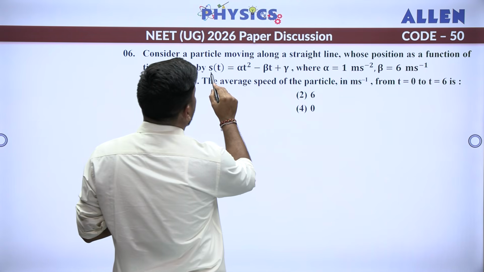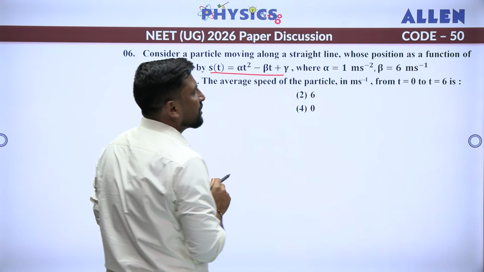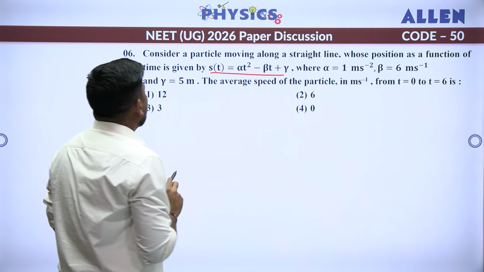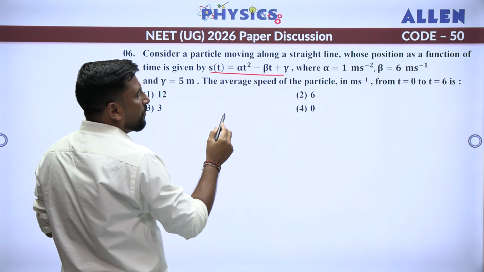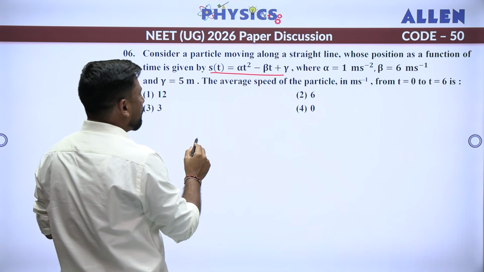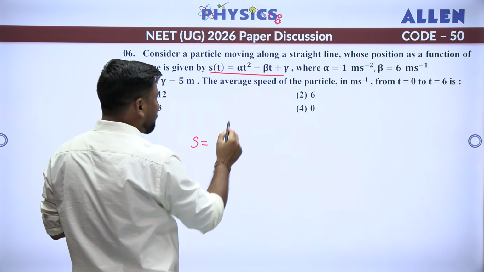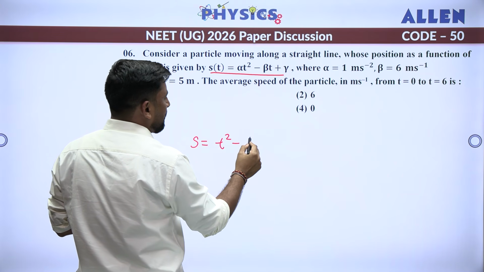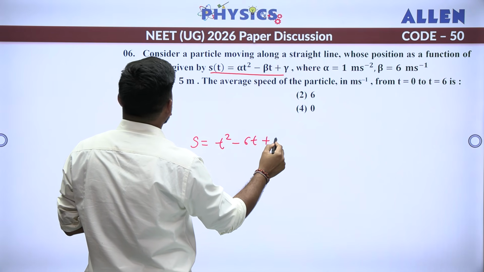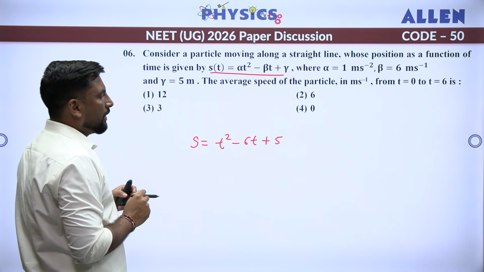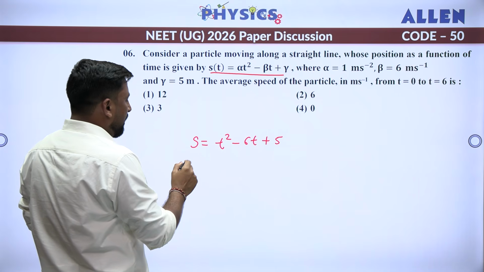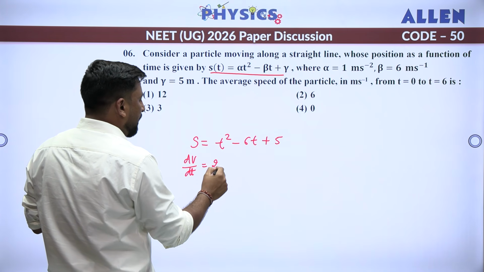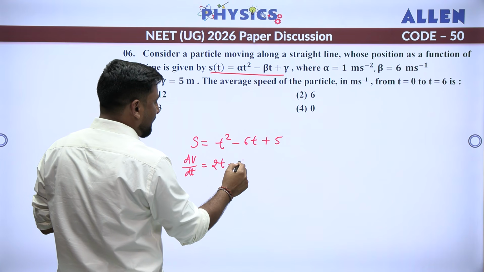They have given the displacement of a particle which is moving in a straight path, and they have given the values of alpha, beta and gamma. So let's write it in terms along with the constants here. So we can say s is equal to how much? t square, as alpha is 1, minus 6t, and gamma is how much? 5. Is that clear? So it's a quadratic equation. If you differentiate it, you are going to get the velocity. What is that? It is 2t minus 6.